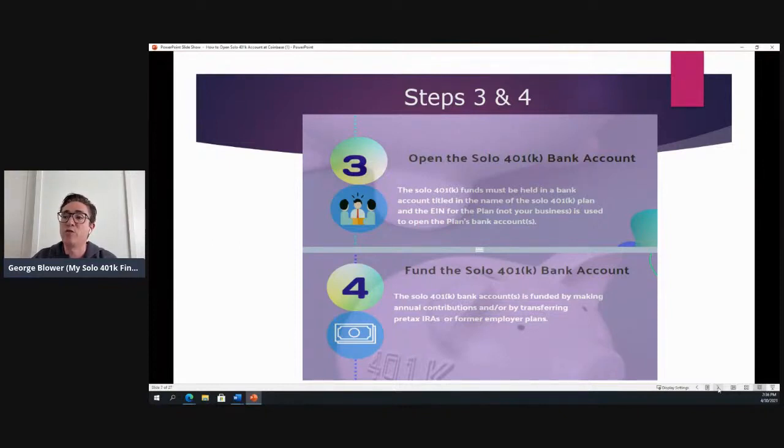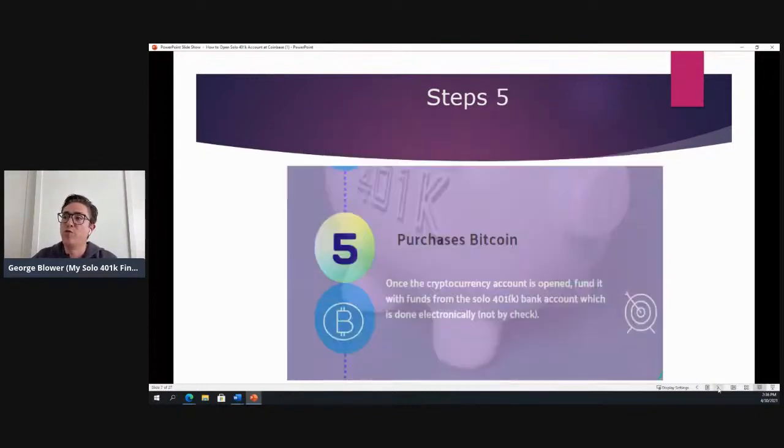You could also transfer funds from a non-Roth IRA. You can't transfer funds from a Roth IRA to any type of 401k, including a solo 401k, because of the Roth IRA rules. So once you've funded that solo 401k account, you would then proceed to buy cryptocurrency.